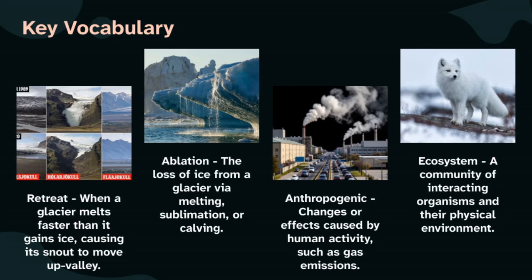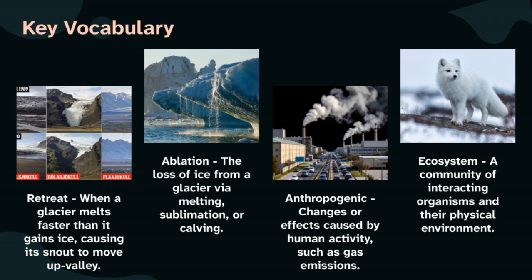The first word is retreat. In geography, when we say a glacier is retreating, we do not mean the whole glacier is sliding backwards. A glacier may still be moving downhill, but if it is melting faster than it is gaining new ice, the end of the glacier, called the snout, appears to move back up the valley.